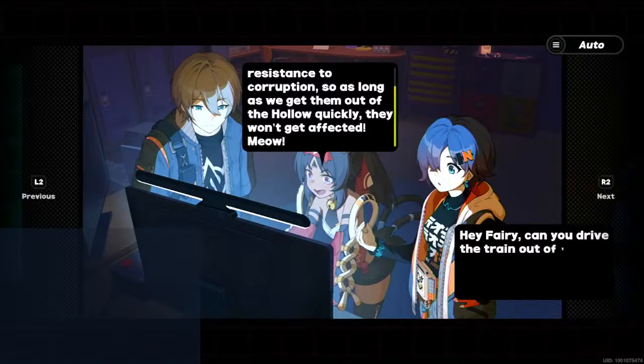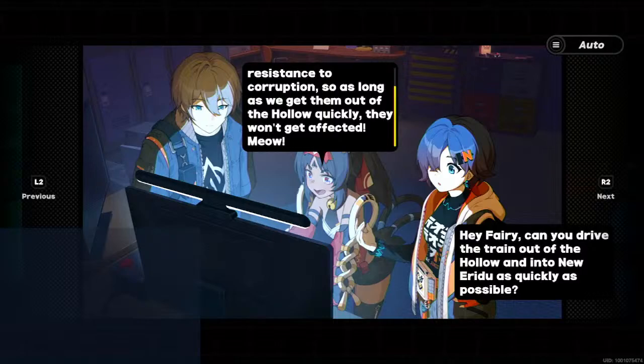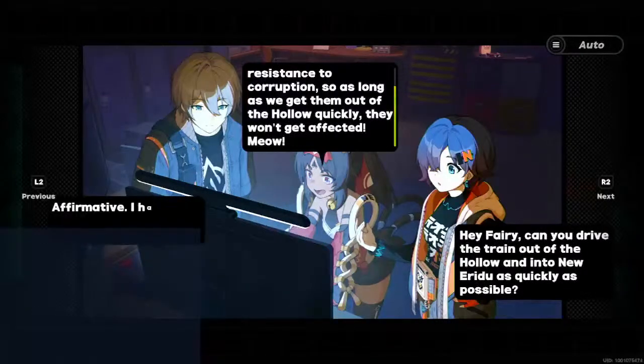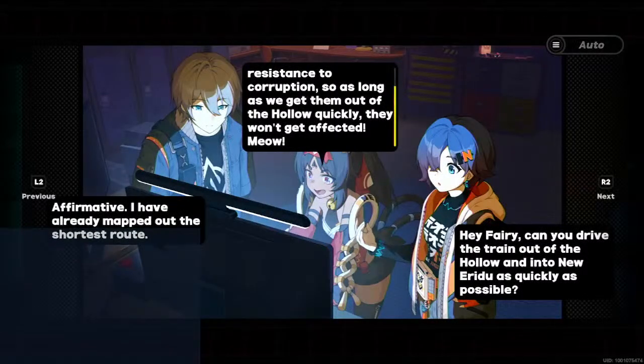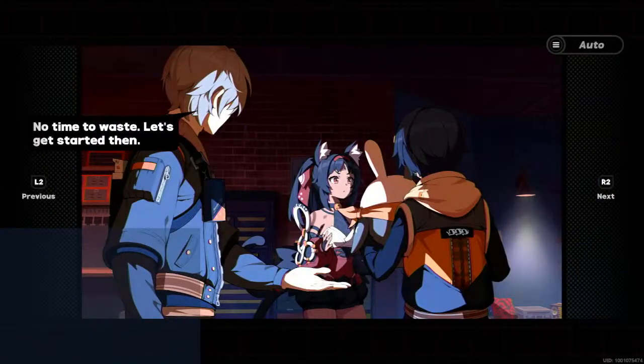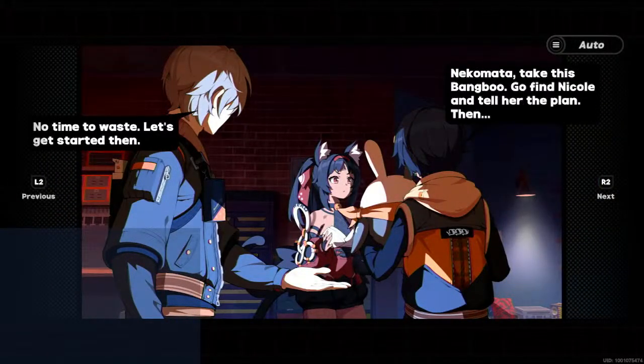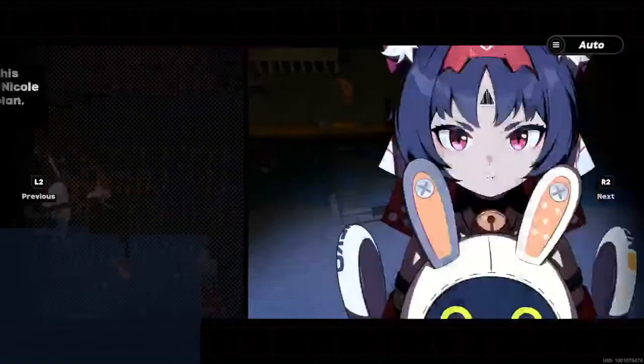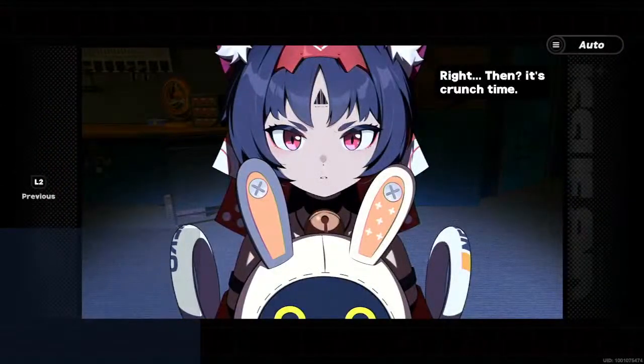Hey Fairy, can you drive the train out of the hollow and into New Eridu as quickly as possible? Affirmative. I have already mapped out the shortest route. No time to waste. Let's get started then. Nekomata, take this bamboo. Go find Nicole and tell her the plan. Then... Right! Then, it's crunch time!